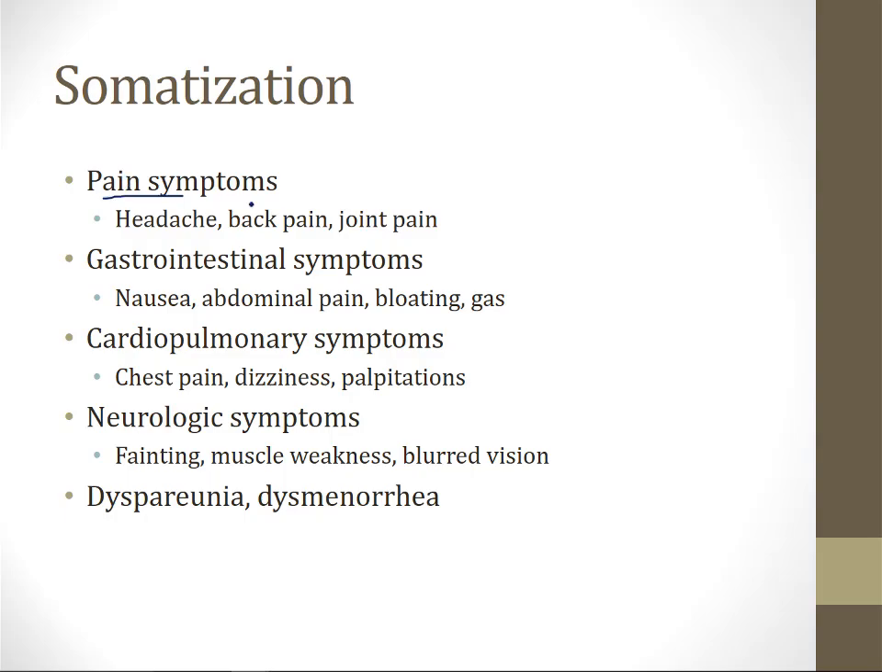Many patients have pain symptoms like headache, back pain, or joint pain that medical science can't explain. Many patients with chronic GI complaints like nausea, abdominal bloating, or gas have symptoms that cannot be explained. I see many patients with somatic symptoms of cardiopulmonary syndromes like chest pain, dizziness, or palpitations. Some patients have neurologic symptoms. Some of those are shown here: fainting, muscle weakness, blurred vision.